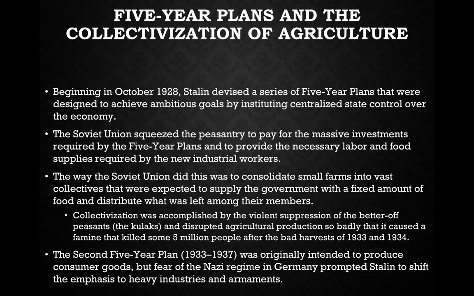The second 5-year plan, which went from 1933 to 1937, was originally intended to produce consumer goods, but fear of the Nazi regime in Germany prompted Stalin to shift the emphasis to heavy industries and armaments. Consumer goods became scarce and food became rationed. And keep in mind, guys, if you want to keep the masses happy, you have to feed them. This is going to become a problem. And that's what will bring about the gulags.